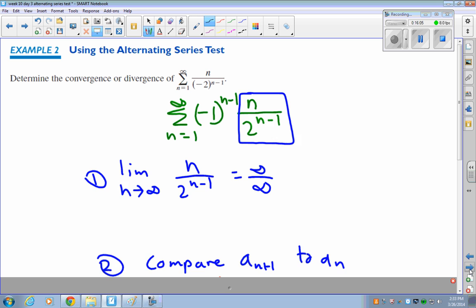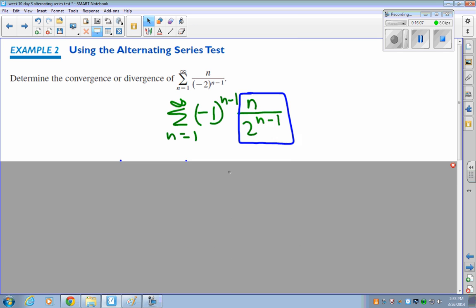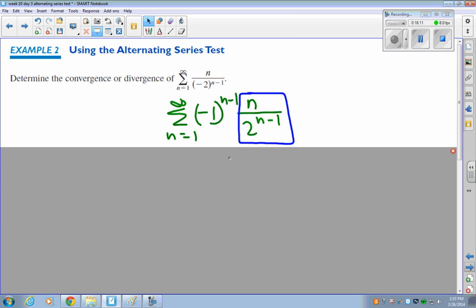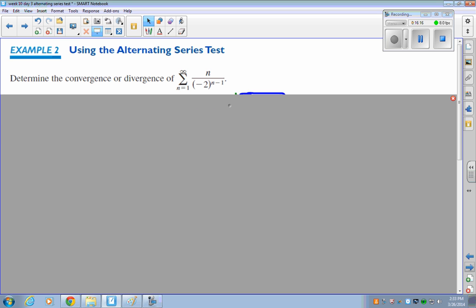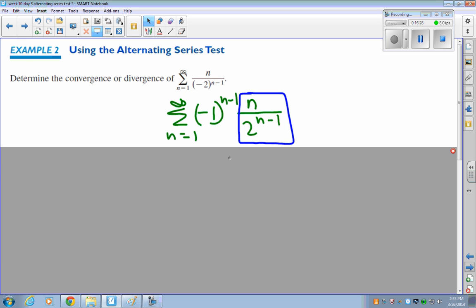Okay? Let's look at this one. This one looks a little bit more confusing with a lot more stuff to it. So what I'm going to do is peel off the alternating part. I'm just going to get the alternating part to be a -1 to a thing. Are you okay with that part? Instead of it being -2 to the exponent, it's going to be -1 to the exponent, and then the 2 to the exponent by himself.